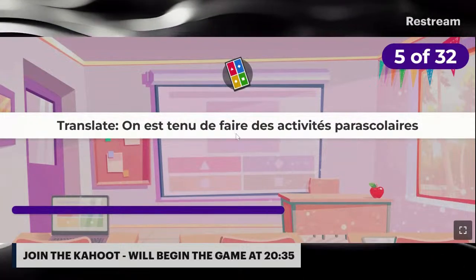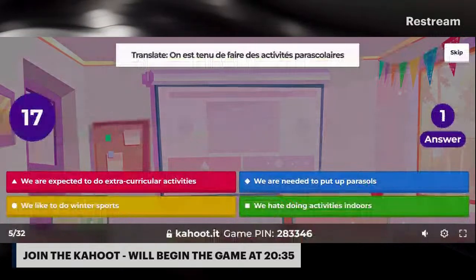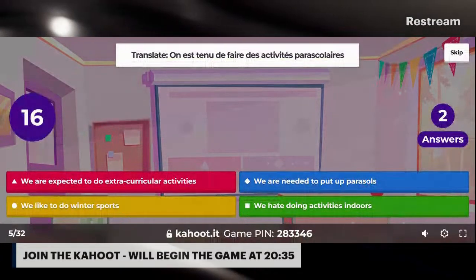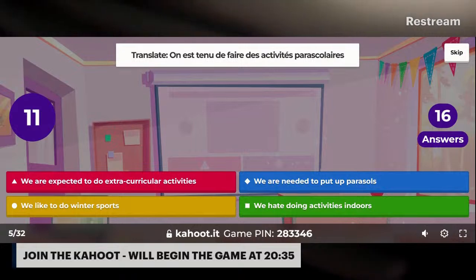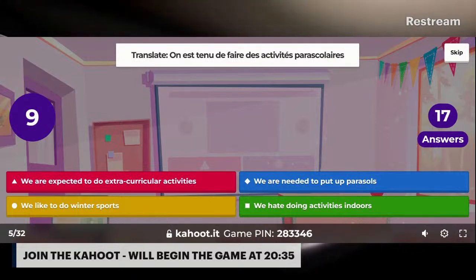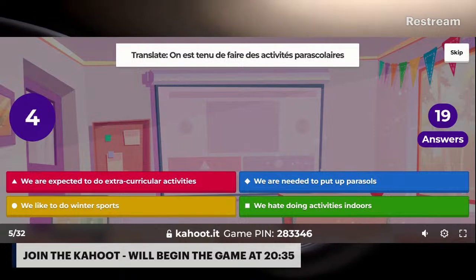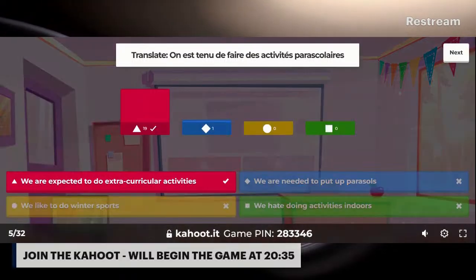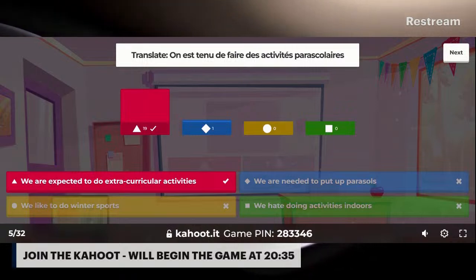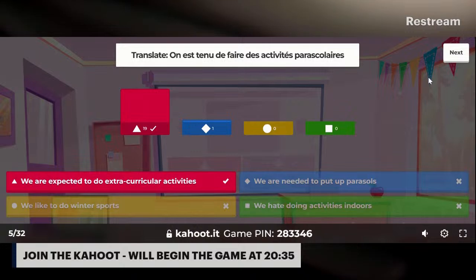Translate. On est tendu de faire des activités parascolaires. We are expected to do extracurricular activities. Blue, we are needed to put up parasols. Yellow, we like to do winter sports. Or green, we hate doing activities indoors. Yep, the answer is red, and you probably got that from parascolaire, means extracurricular.